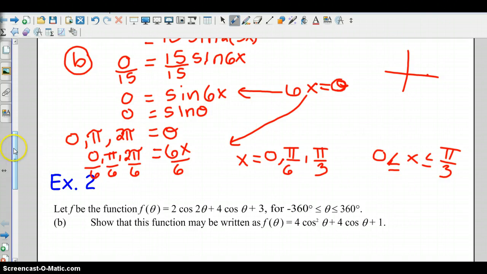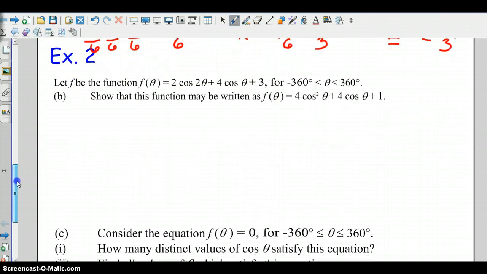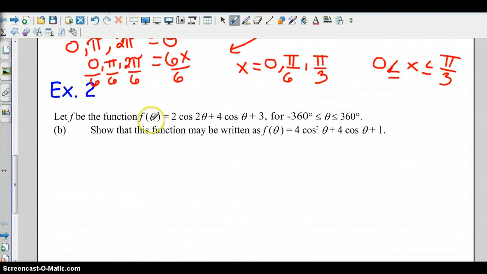Great. We're going to do one more example together. And this one is going to start with notation we're familiar with. And we're going to be looking from negative 360 to positive 360 degrees. So we are not in radians.